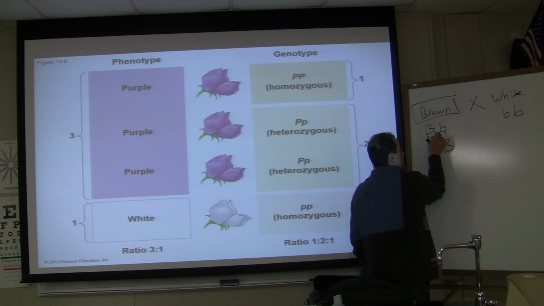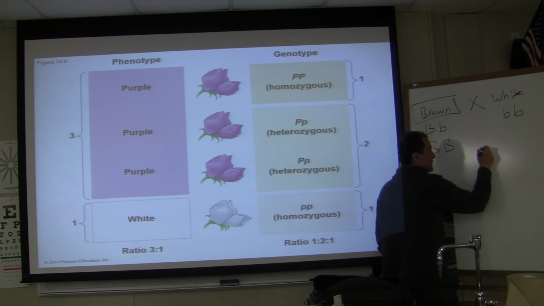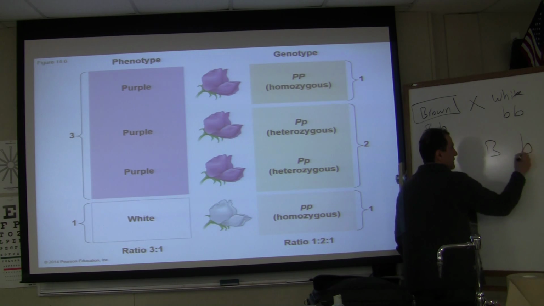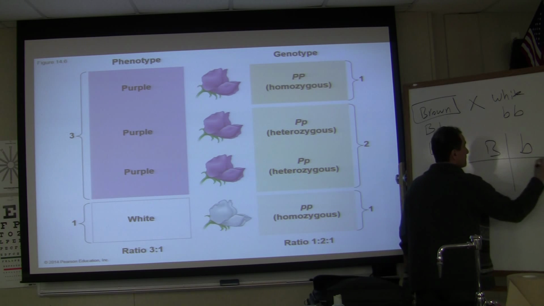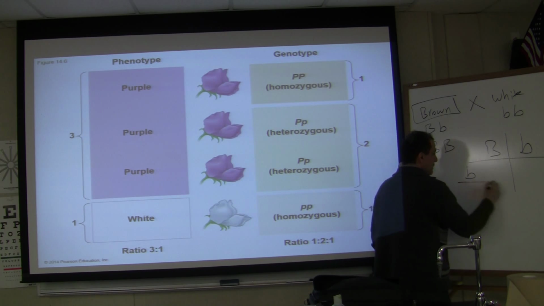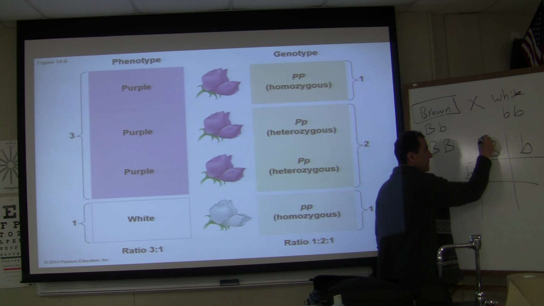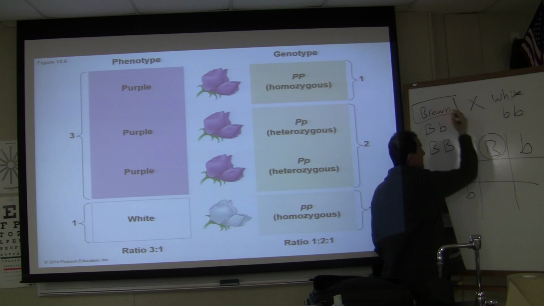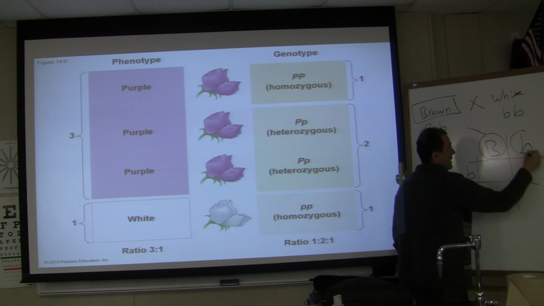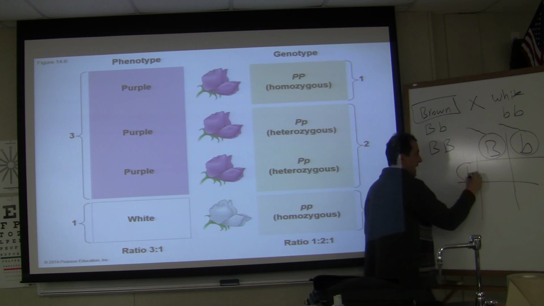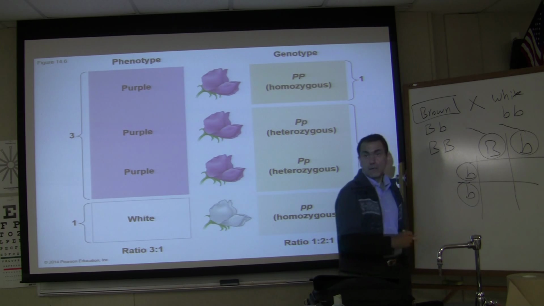So crossing this with this one, let's take a look at it. Capital B, small b, small b, small b. Do I make sense? This is the Punnett square. This is the possibility of egg or sperm. This is a male, let's say: sperm, egg, egg.